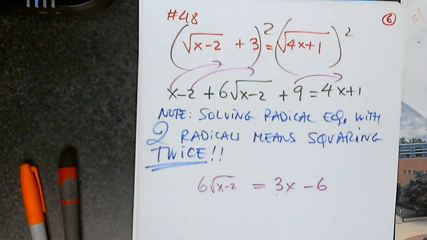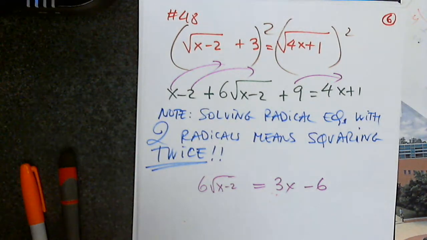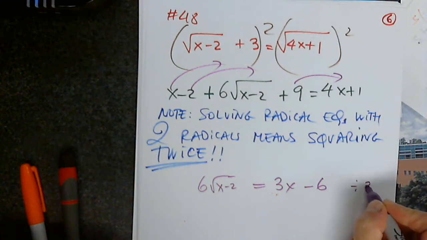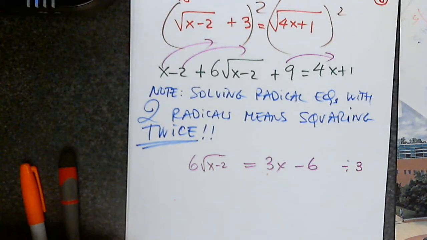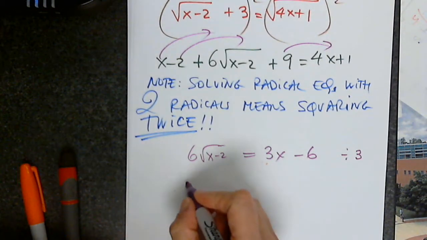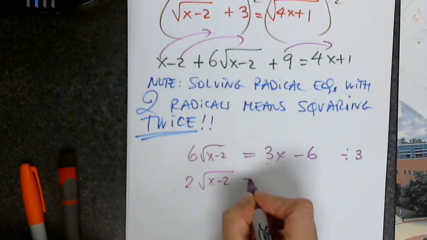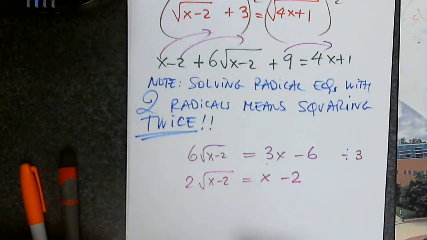What do you think I'm going to do next? And remember the two key words in this class. What are the key words in this class? And the other one is factor. So what will I do here? Of course. Yes, but by 3. I don't want to have to deal with fractions. So 2, the square root of x minus 2 equals x minus 2.